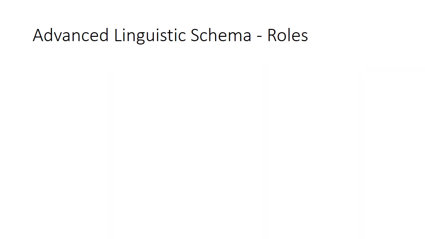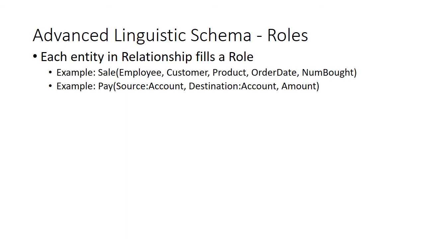Entities in your model participate in relationships by filling roles in that relationship. For example, the sale relationship has 5 entities filling 5 roles: employee, customer, product, order date, and number bought. The pay relationship has 2 entities filling 3 different roles. There's the source account and the destination account, both of which are filled by the account entity, and the amount that was transferred.